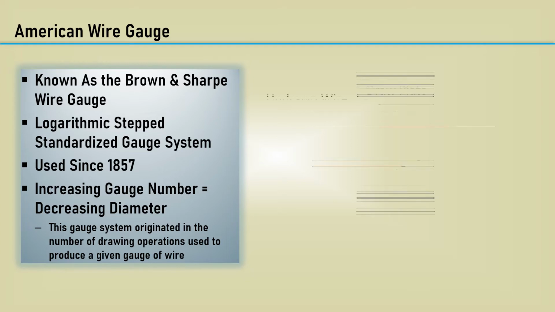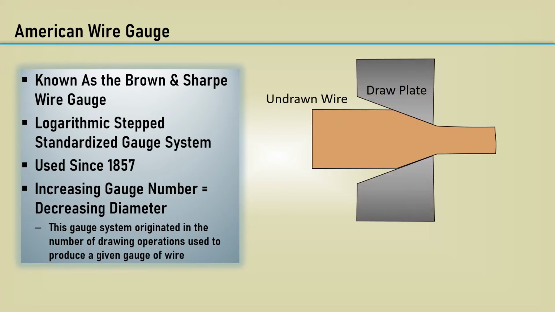Wire is forced through the draw plate. It comes out elongated and thinner. It may be drawn through yet another smaller diameter draw plate. The more drawing operations, the smaller the diameter, so the increasing gauge numbers mean smaller diameter.